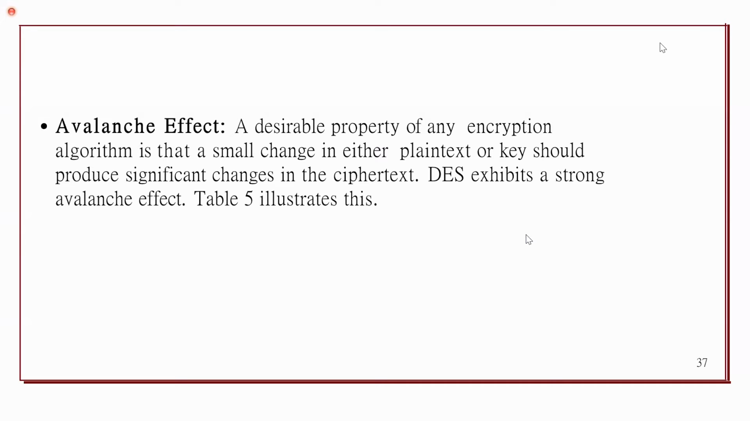First one, DES uses dash bit plain text and dash bit key. So DES, the Data Encryption Standard algorithm, is a symmetric block cipher. It uses 64-bit plain text in a block. Every block will have 64-bit plain text. And the key size is 56 bits. So the answer is 64 and 56.